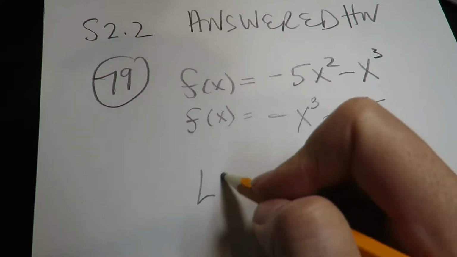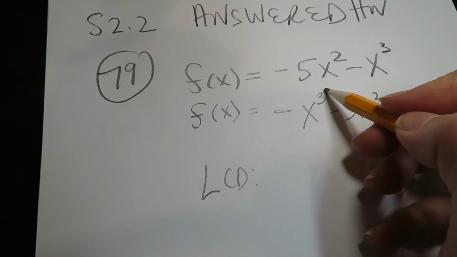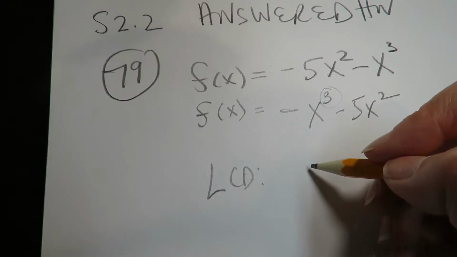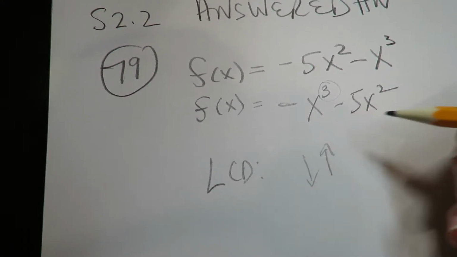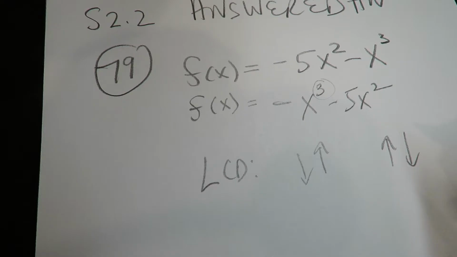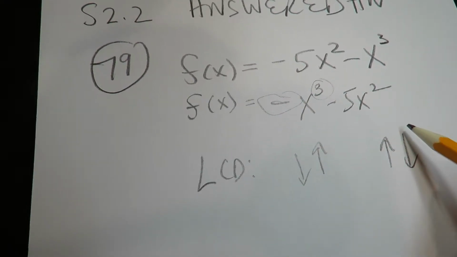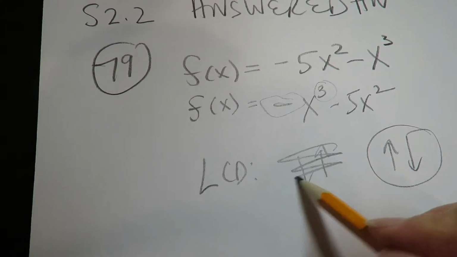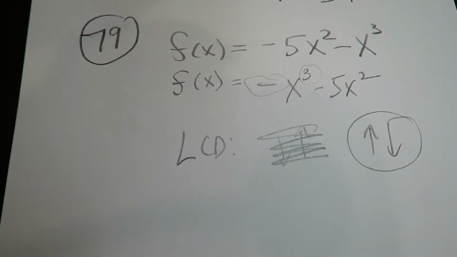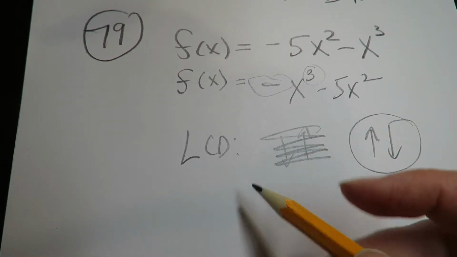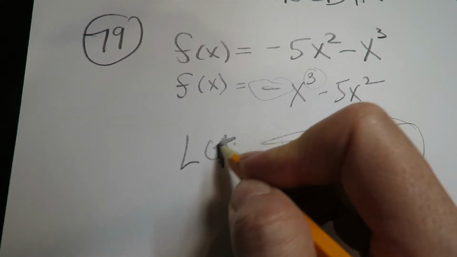Okay, and now I can do the leading coefficient test. So remember, if it's an odd degree, it's either gonna go down up or up down. And because it has a negative in the front, it's up down. Right? The rules are in the lecture if you need to review them. Leading coefficient tests.